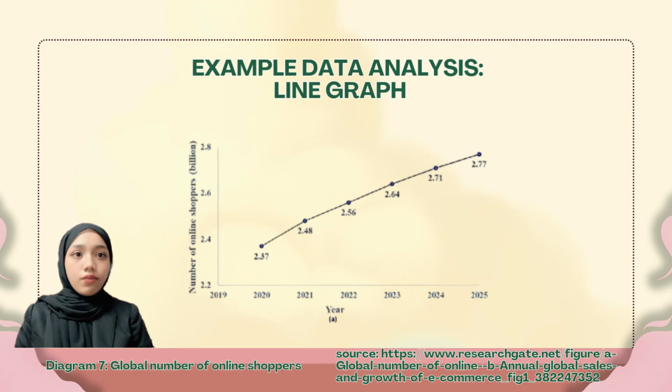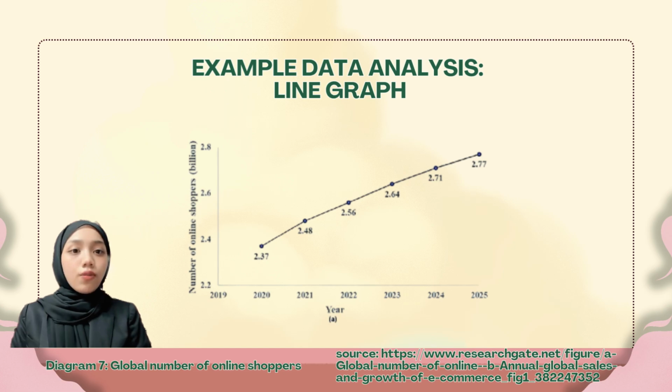Overall, the trend is very clear. There is a steady growth in the global online shopping population. So, we can summarize the change in 3 steps. First, from 2020 until 2021, the numbers increased slightly from 2.37 to 2.48 billion. Next, through 2023, the growth continues steadily, reaching 2.64 billion, and finally, it increased gradually again to hit our highest point of 2.77 billion in 2025.